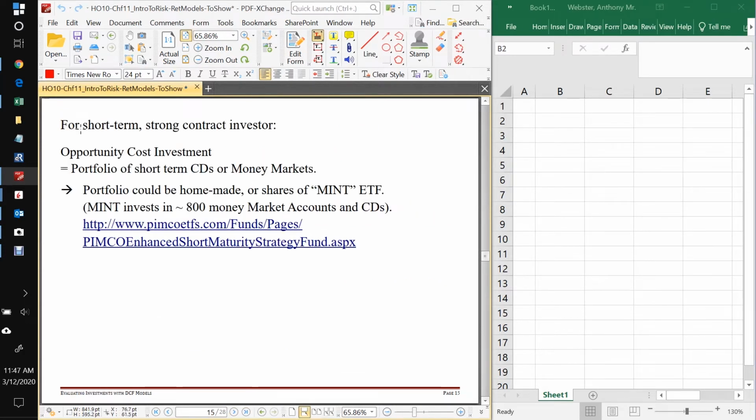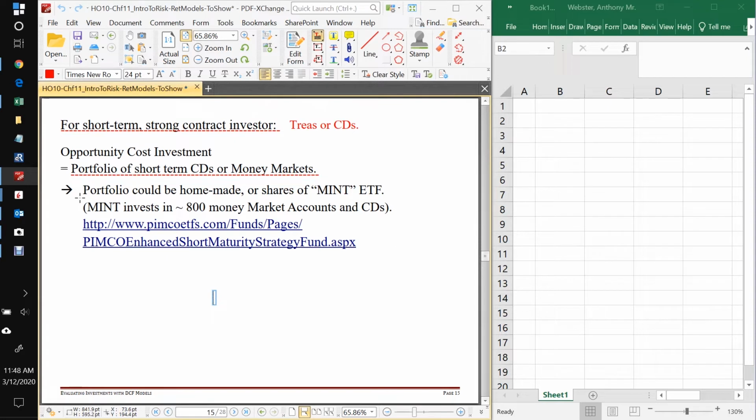Okay, so let's look at an example of what an opportunity cost investment could be for our short-term strong contract investor. Remember that was the treasuries or CDs, something like that. So the opportunity cost investment for her could be a portfolio of short-term CDs or money markets, and that would be great for her. And how could she construct this? This is one reason why the opportunity cost investment model is so good, because you can actually go out there and construct this portfolio.